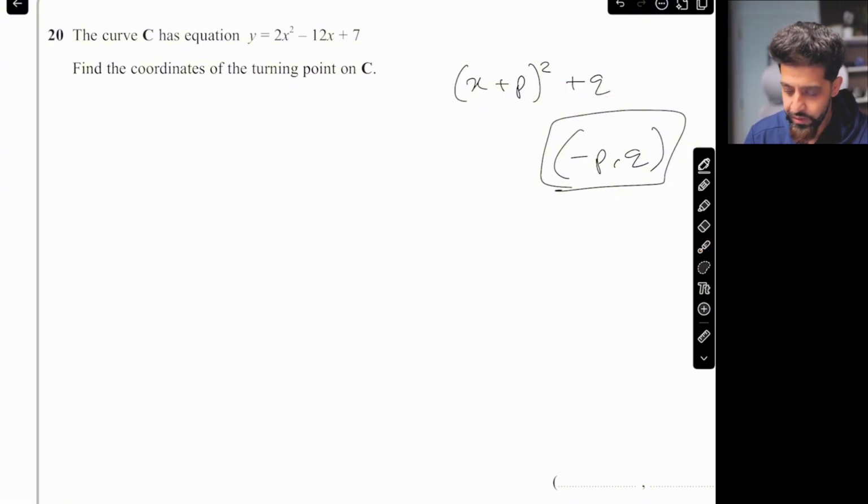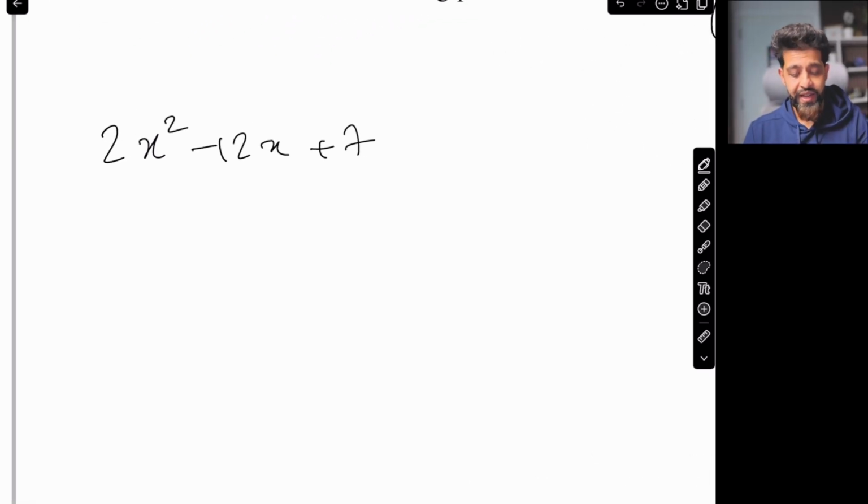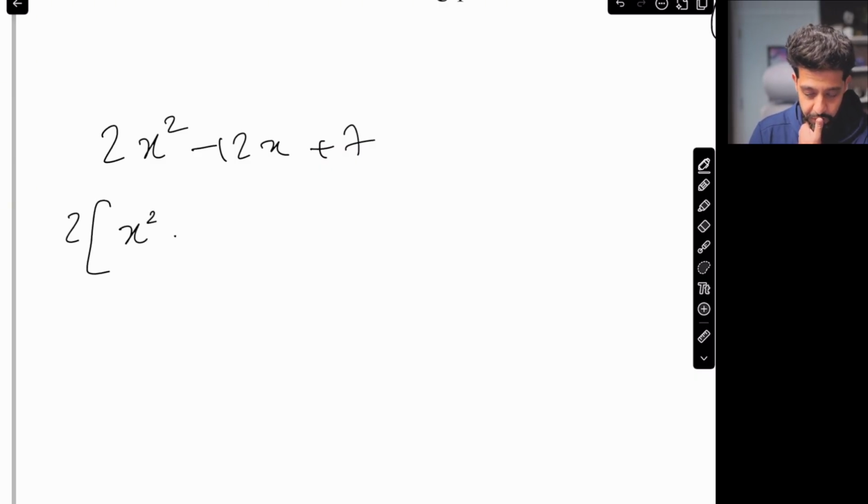So we are going to complete the square here. We have 2x squared minus 12x plus 7, and to complete the square, we need the x squared coefficient to be 1. So we're going to factorize out the 2, and we can just divide everything by 2, so that will be 6x. I'm going to leave the 7 out. You can keep the 7 in there. Sometimes I do, sometimes I don't, but here we're just going to leave it out.